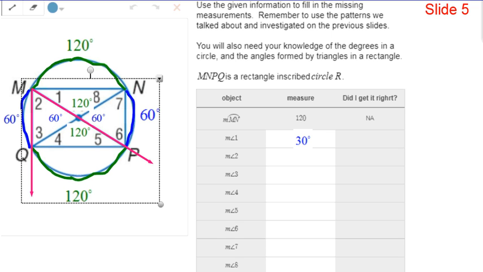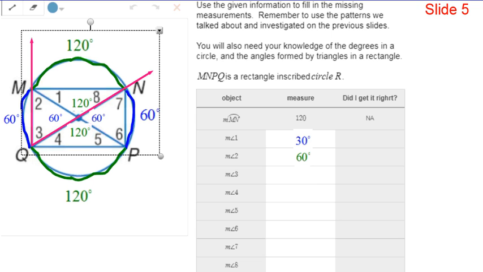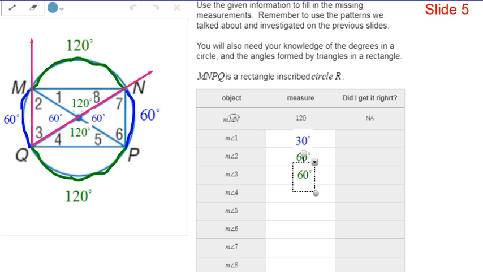Now we're moving on to angle 2. So again, an inscribed angle, the vertex is on the circle. And let's see what intercepted arc it cuts off. That's 120 degrees. The inscribed angle is always half the intercepted arc, so half of 120 would be 60. So if we look at our angle 3, it's an inscribed angle. Its intercepted arc is 120. The inscribed angle is always half the intercepted arc, which means that has to be 60 degrees.